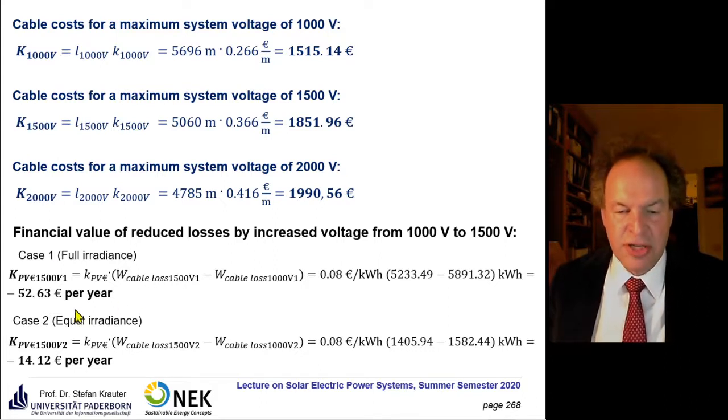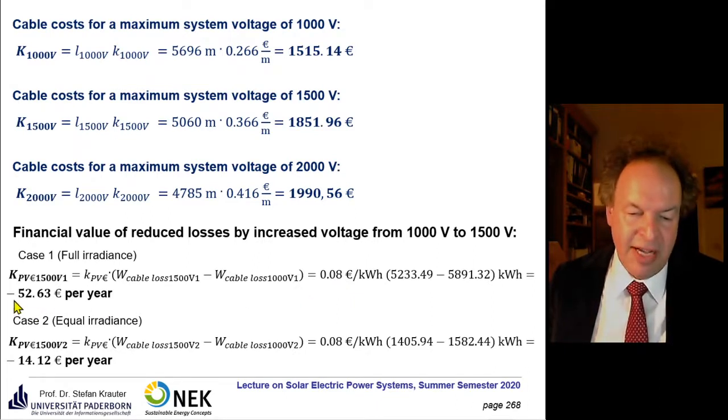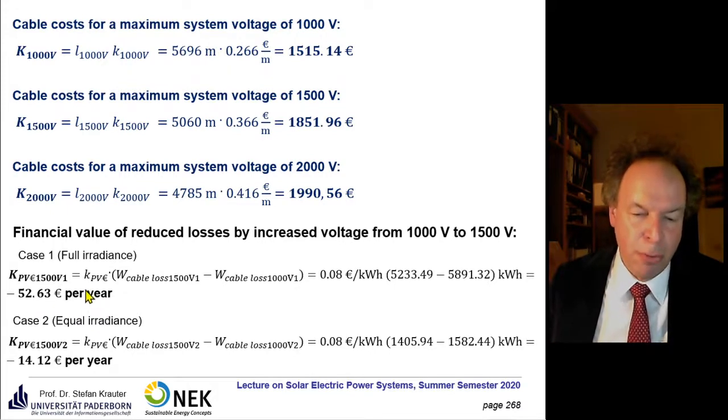So first we calculate per year. The benefit we have: if we generate more electricity, we can sell that electricity at a price of 8 cents per kilowatt hour. Let's see. So we have the losses of 1000 volts and the 1500 volt. Let's take the difference, and we have a negative difference multiplied by 8 cents per kilowatt hour. So we have negative costs. That's a benefit of 52.63 euro per year.